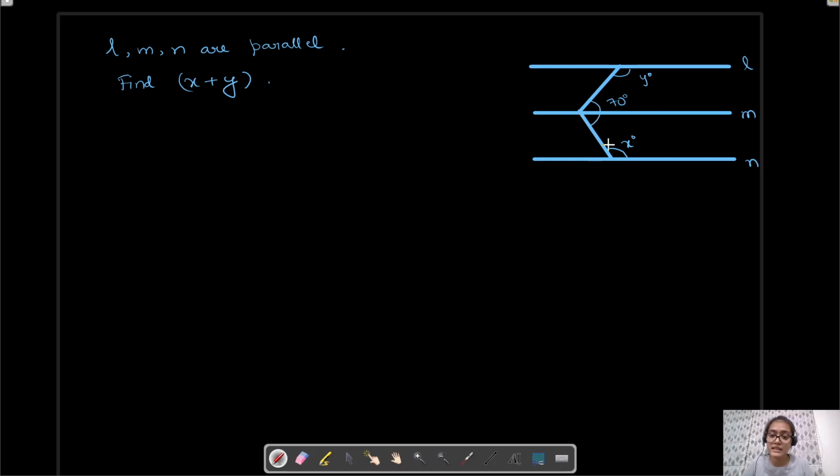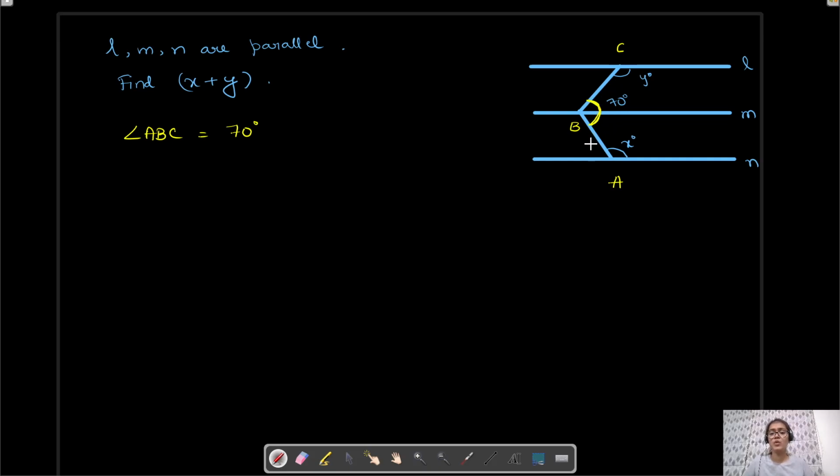Now if you see this line, this is a transversal, so I'm just going to name these points. Let's say that this is A, this is B and this is C. So we have the transversal AB, and I'm also going to name this angle. This 70 is this entire angle, angle ABC. That is equal to 70 degrees.